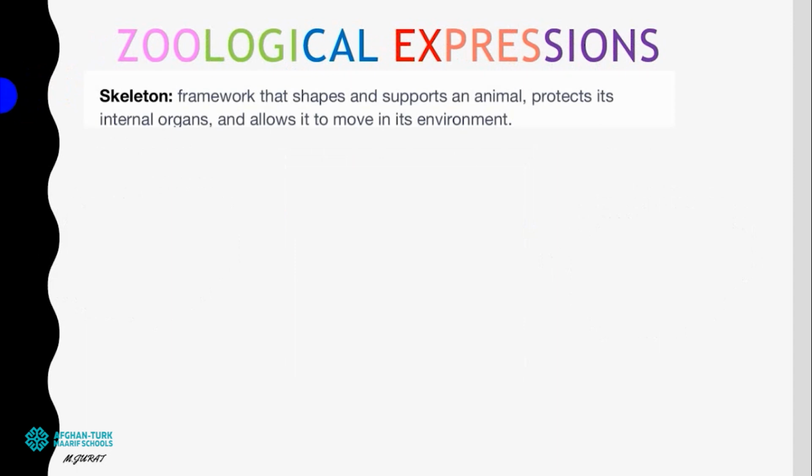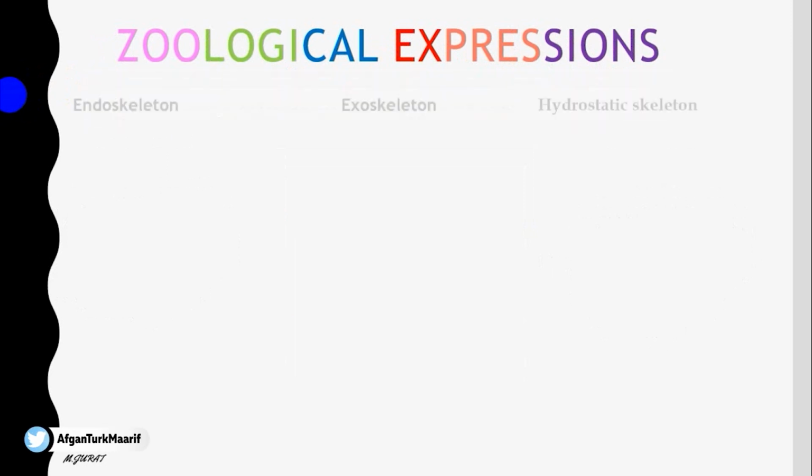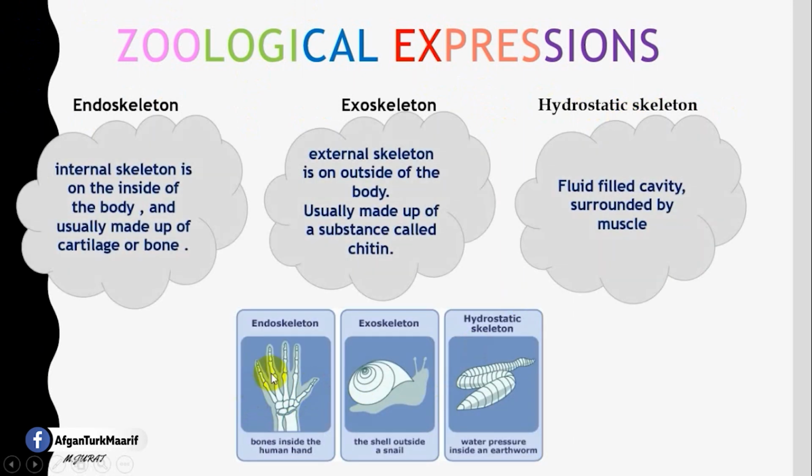Another expression is skeleton. A skeleton is a structure which is protecting our body, supporting our body and helping us to move. Animals have three kinds of skeleton: endoskeleton, exoskeleton, and hydrostatic skeleton, as we can see over there. An endoskeleton, for example, is like the human body's skeleton, which is made up of cartilage and bone, and it's an internal skeleton covered with muscles and skin.